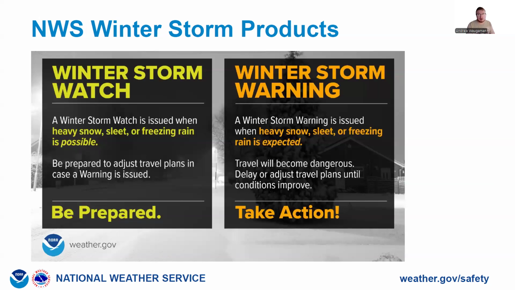A winter storm warning, on the other hand, means that heavy snow, sleet, or freezing rain is expected. Travel will become dangerous, so delay or adjust travel plans until conditions improve. Winter storm warnings mean to take action. So, just to be all on the same page, you'll see a reoccurring theme through this presentation that watches mean to be prepared and warnings mean to take action.